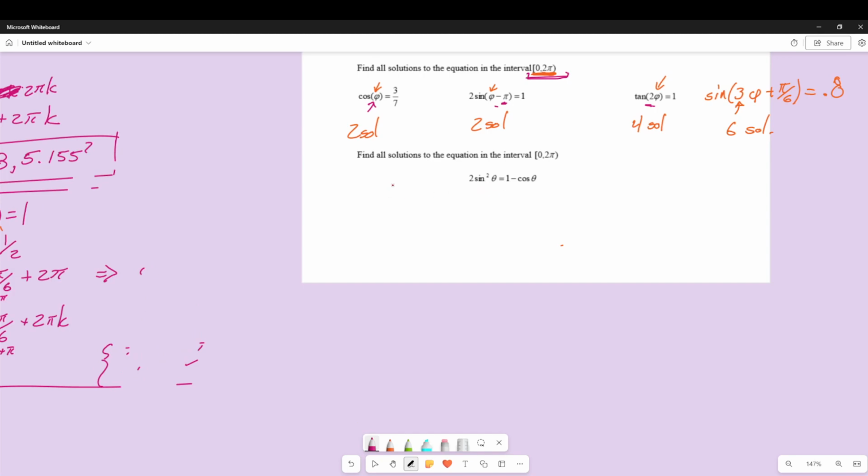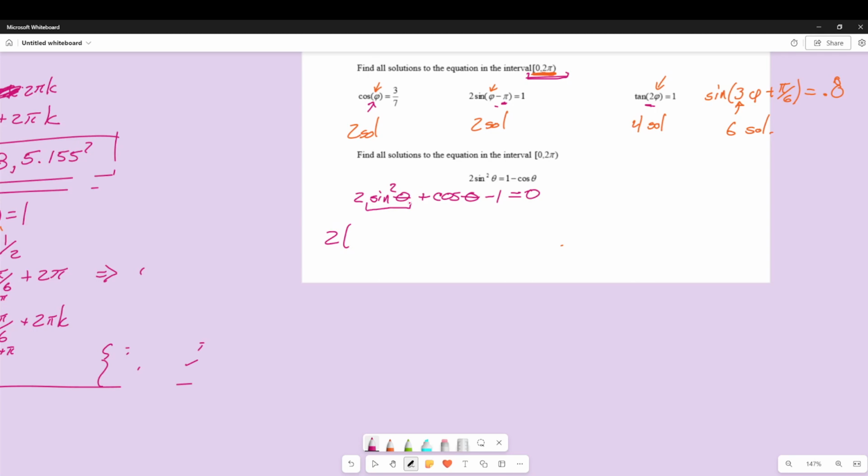Okay, so this 2 sine squared theta, I'm going to add cosine theta and subtract 1, equals 0. This looks like it's trying to be of quadratic type. It has a squared trig function and a non-squared trig function. So it's trying to be of quadratic type, but they're not the same function. One of them is sine and the other is cosine. And it would be nice if they were both cosine. And we can make them both cosine using our identities.